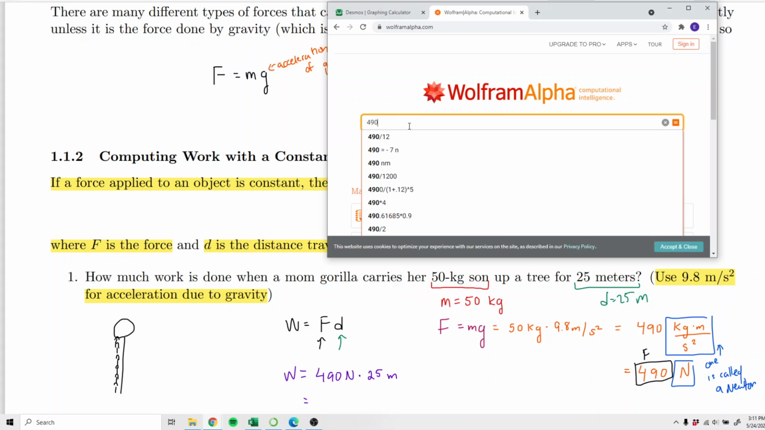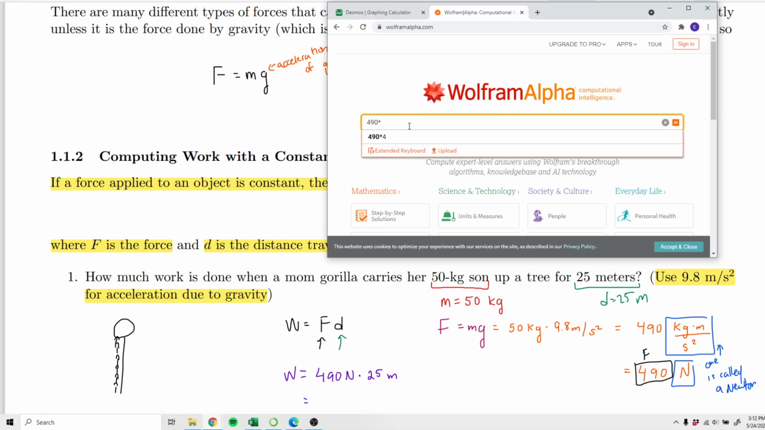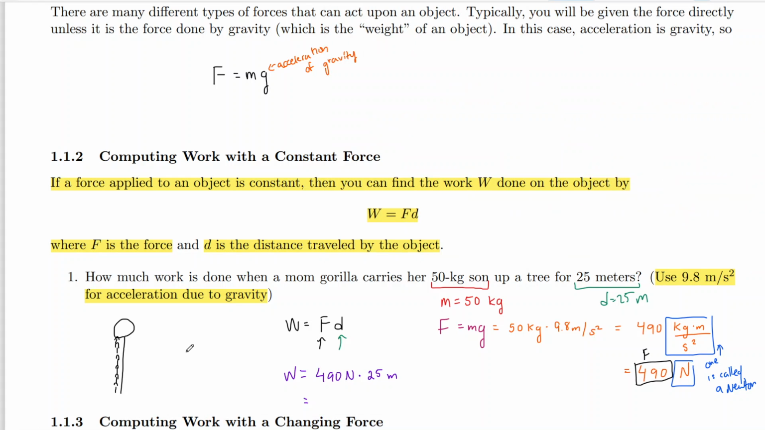490 times 25 is 12,250. So numerically, our work is 12,250. Now the unit here is newtons times meters, because we just have newtons times meters. But this is also given a special name because work is actually a type of energy.